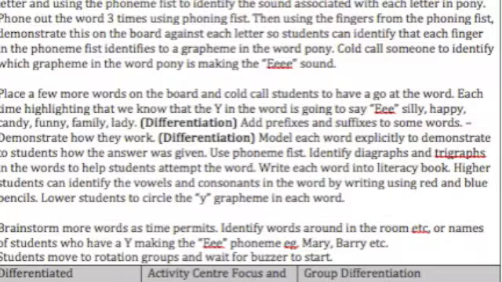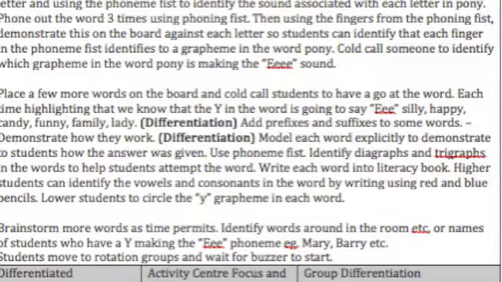Instruction is differentiated here by the required understandings. All students receive the same instruction, but are expected to do different things with it. For example, higher students are required to differentiate vowel and consonant sounds in the words. Lower and beginning students are asked to identify the grapheme in the word we are talking about.